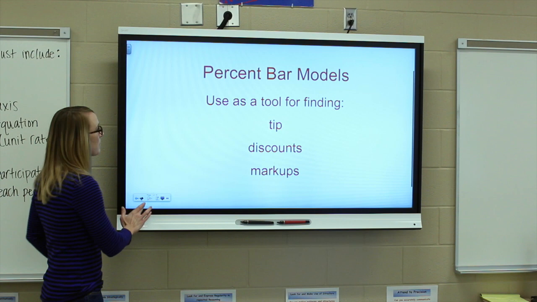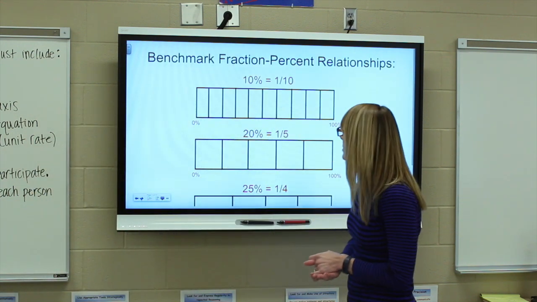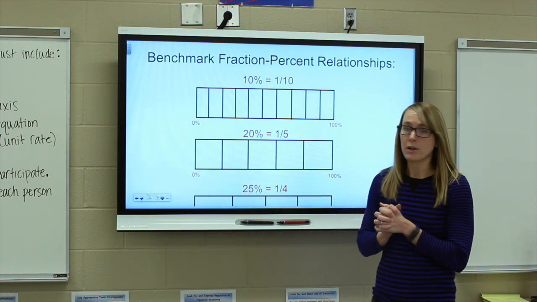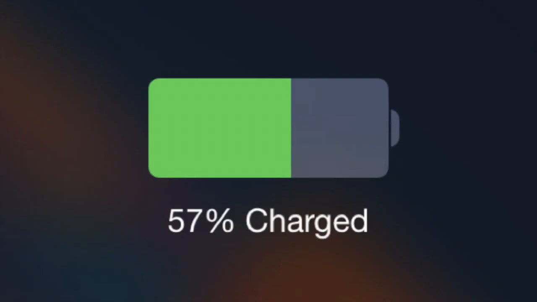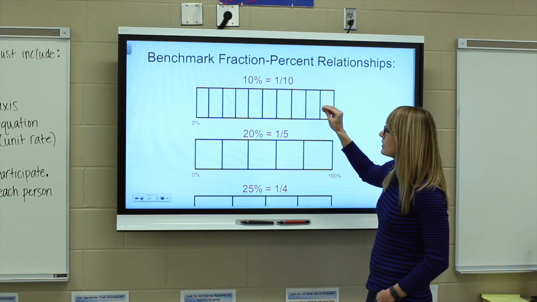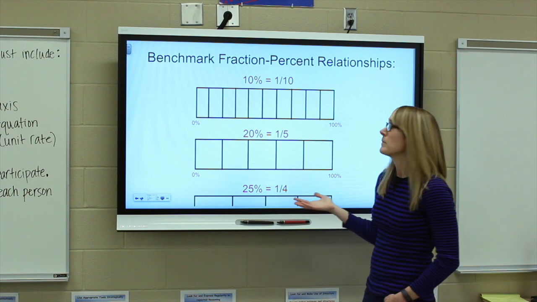So let me start by having you look at some benchmark fraction percent relationships. These are just really common benchmarks that you should know. For example, 10% is the same as 1/10. So basically a percent bar is really just like on your iPod or your phone, that percent bar that tells how your battery is doing as far as how much your battery is charged. It's just like that. And what I've done, just to show you 10%, is that I've broken this bar into 10 equal sections because 10% is 1/10.